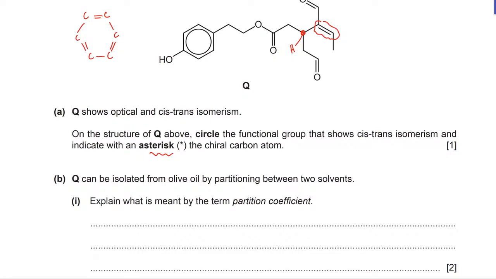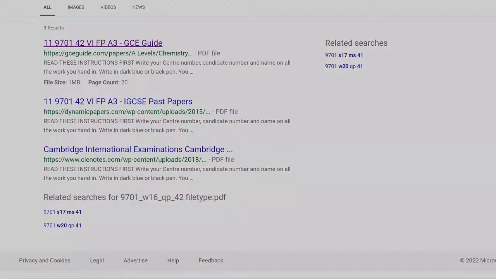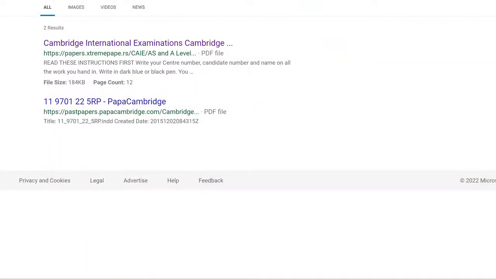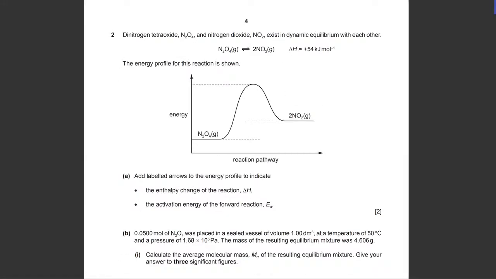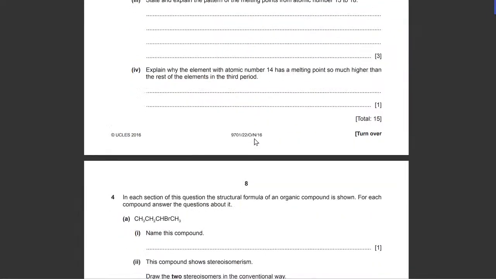Coefficient. Which question has come up? Just a second. Actually, sorry, I've opened paper 4 by mistake, sorry. Okay, so just a second, let me open the right paper. Okay, theory, organic question. Okay, let's start with this.